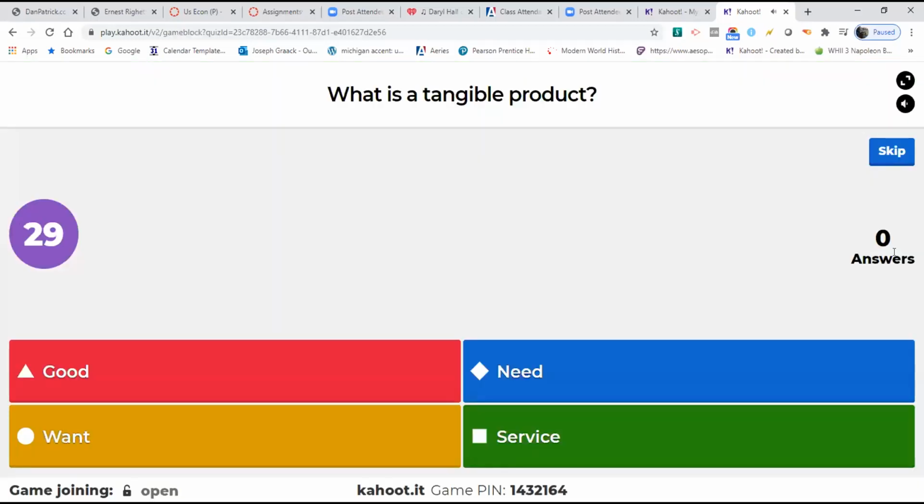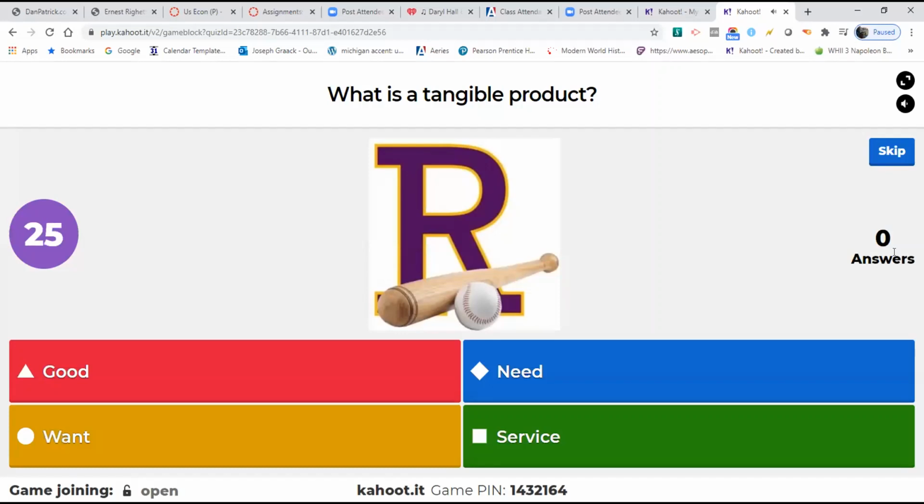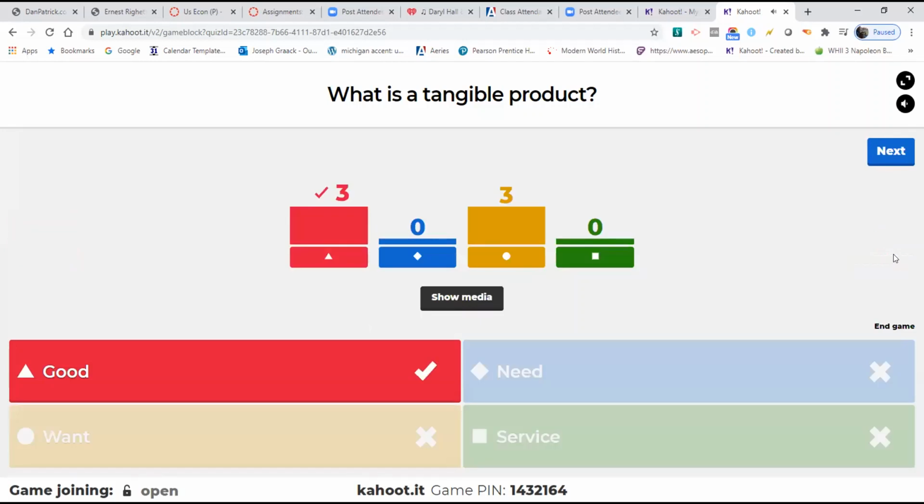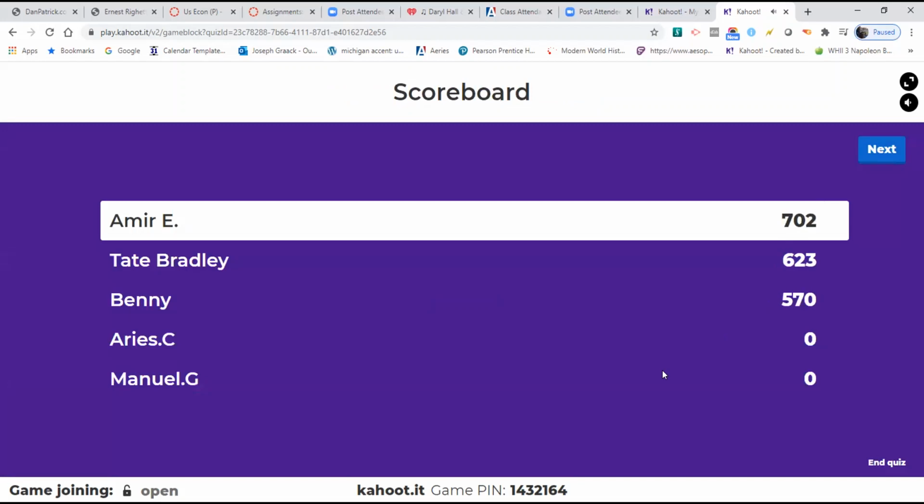All right, what is a tangible product? Tangible product is a good, something that you could hold. Remember we talked about the difference between a good and a service. A good is something you could hold, physically touch. A service would be something like an electrician does for you, something you get done at the salon, something you get done at the barber shop. Ooh, look at that. Got some leaders.